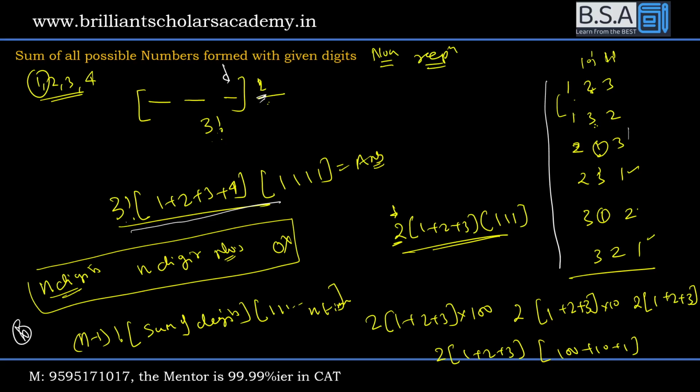Guys, confirm. इसमें डिजिट 0 होगा, रिपीट होगा. I will create examples. Don't worry, I'll show you. Look at the formula. अगर डिजिट 0 नहीं है, सब अलग अलग डिजिट हैं, n minus 1 factorial into sum of digits into 1 1 1 1, n times. 3 डिजिट नंबर था तो अंदर था 111. 4 डिजिट नंबर है तो अंदर होगा 1 1 1 1, 4 टाइम्स. Comment done.